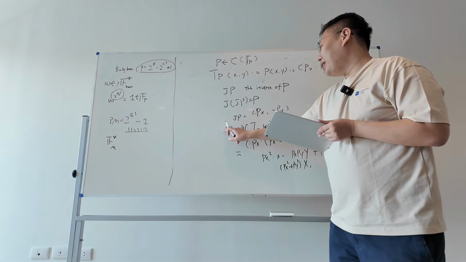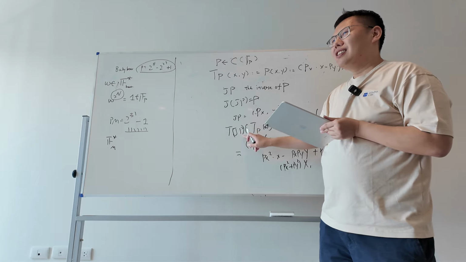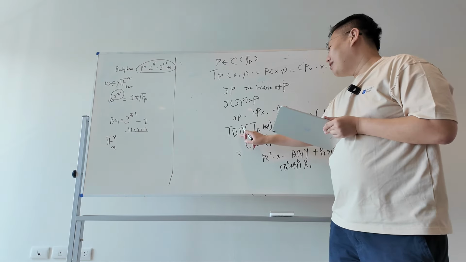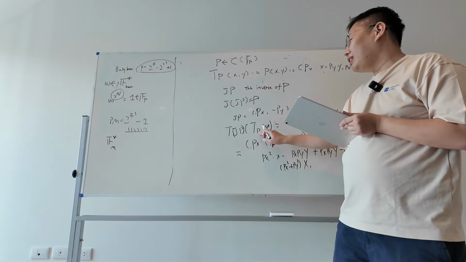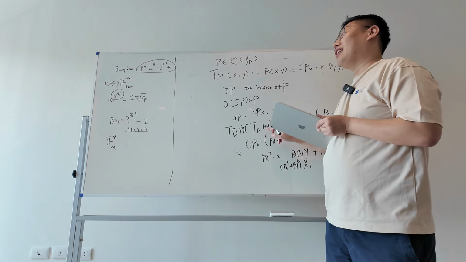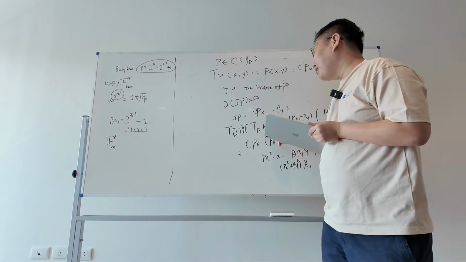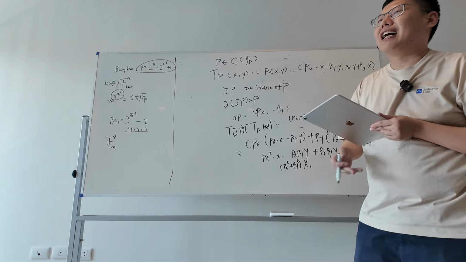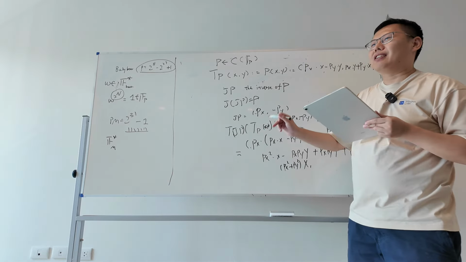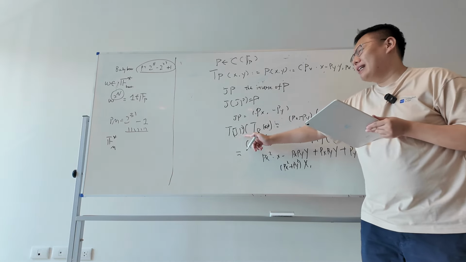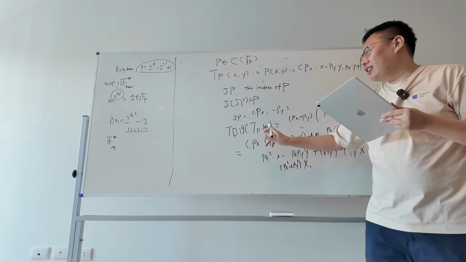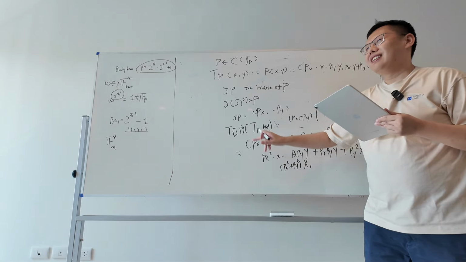We use this action, so T converts a group element into an action, and we get this thing x on the result of P. Then we would like to show that it will move T of P (x, y) back to (x, y). So J of P, as an action, is the inverse of this action.